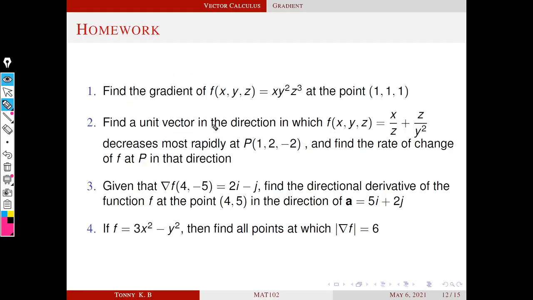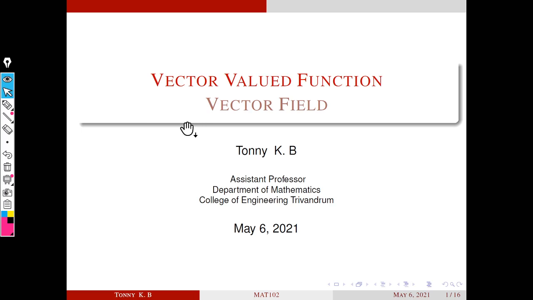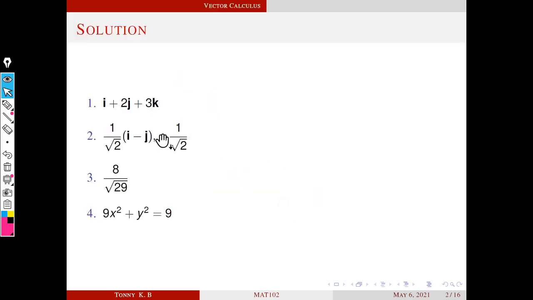Actually, this is our last homework, and there is a correction in this third problem. This point is not 4, 5. Actually, this point is 4, -5. Then only you can evaluate the directional derivative. Anyway, these are the solutions of last homework.